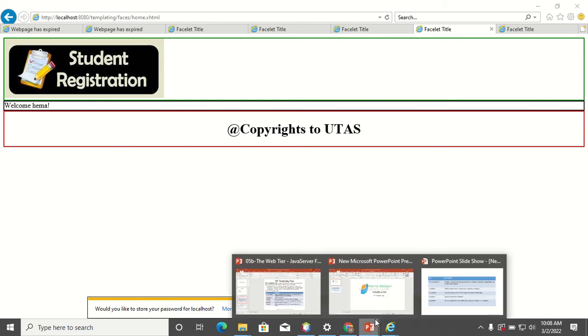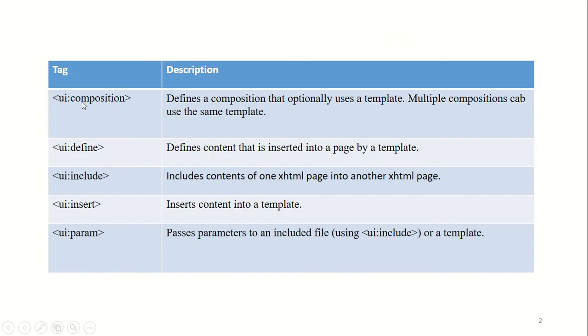Now these are the tags available in JSF. You can use ui:composition to define your templates. Then you can use the tag ui:define to insert the template into your content. You can use ui:include to include an XHTML page in another XHTML page. Then you can use ui:insert to insert a template into your content. And the last one is ui:param, which is to include as a parameter. You can use this ui:param in the ui:include tag. Now let's see an example program, and it will be much clearer when to use all these tags when we are discussing the example program.